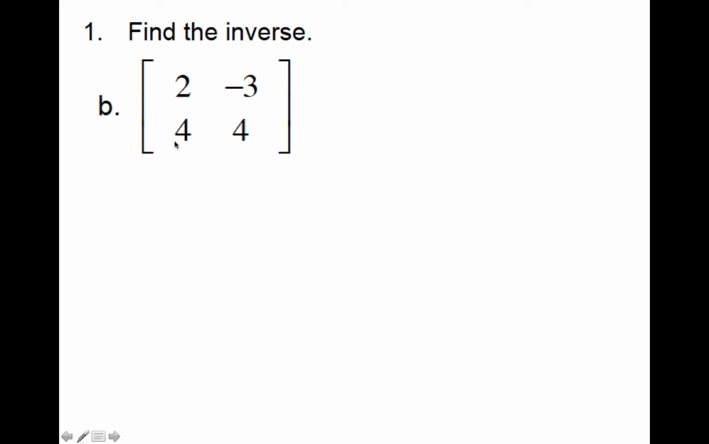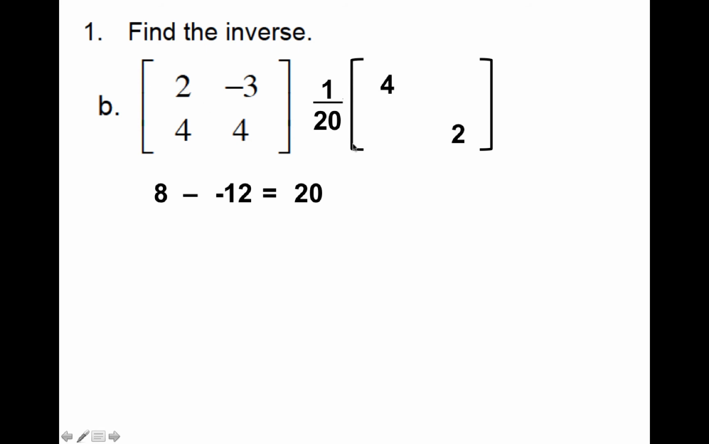Okay, let's do it again in part B. You start by finding the determinant. You start on the top, cross multiply. 2 times 4 is 8, minus, cross multiply the other way, negative 3 times 4 is negative 12. So 8 minus negative 12 becomes plus 12. 8 plus 12 is 20. The reciprocal of 20 is 1 over 20. We're going to multiply that to the switched matrix. The first direction, we switch the order, so it's not 2, 4, it's 4, 2. The other direction becomes opposite, so it becomes a positive 3 and a negative 4.